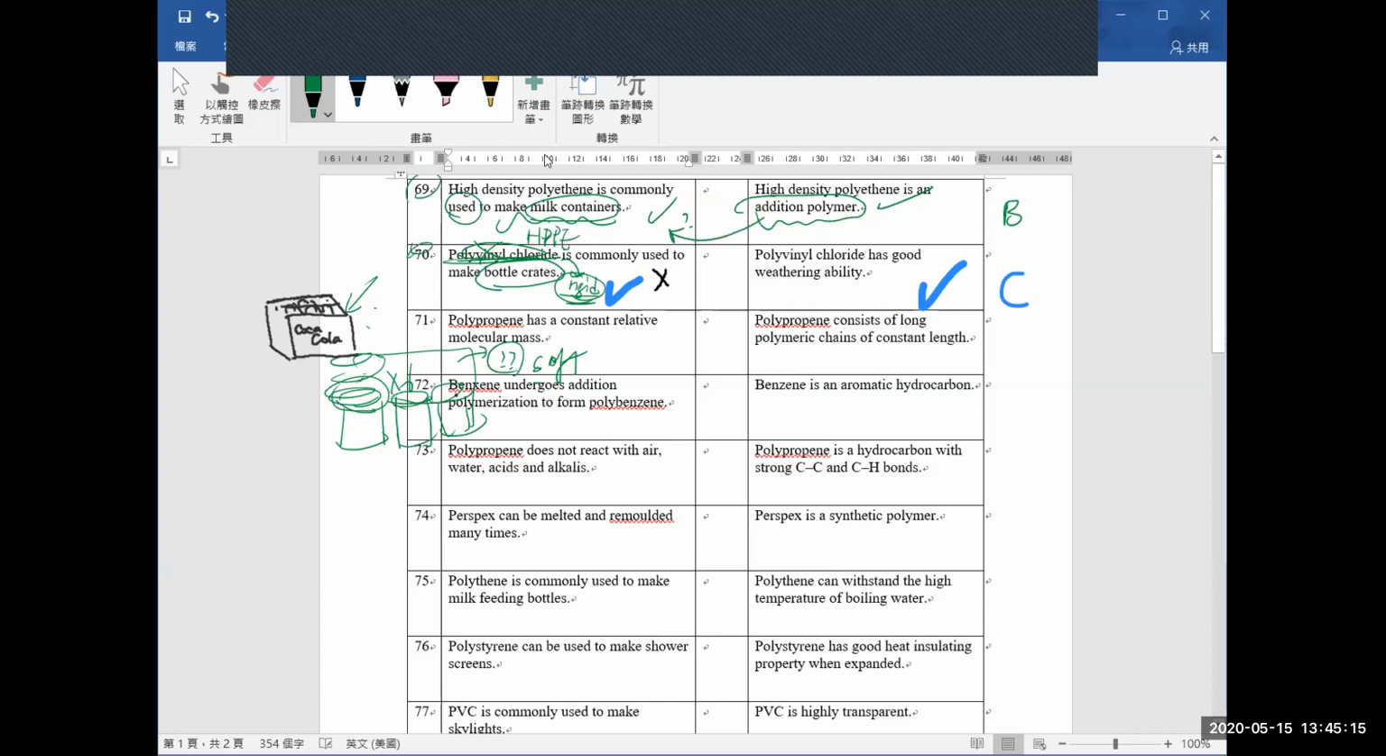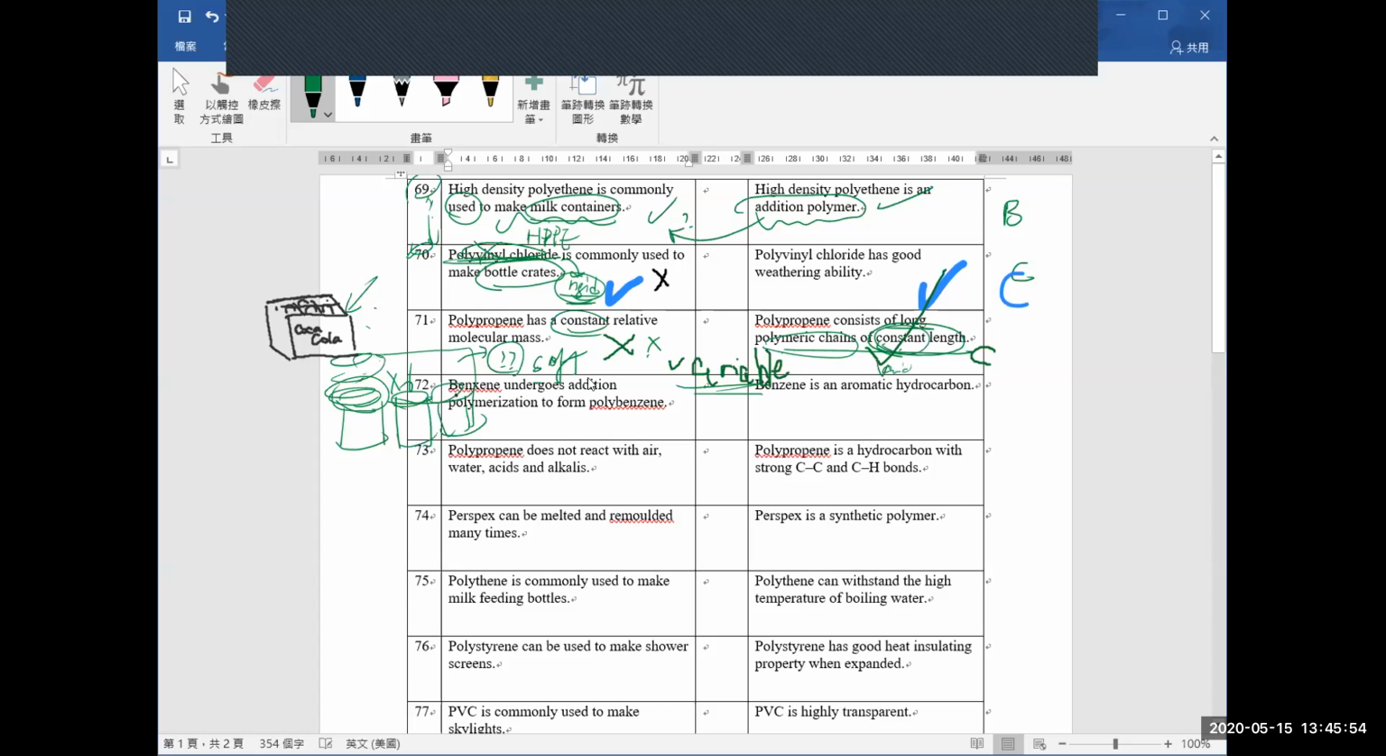These two questions, you talk about the same thing. Okay, cross and take a C. 71. Polypropylene has a constant relative molecular mass. No. The polypropylene consists of long polymeric chains of constant length. Right, these two statements, constant. You say cross, variable. Why? Because the polymer chain, they are of what?